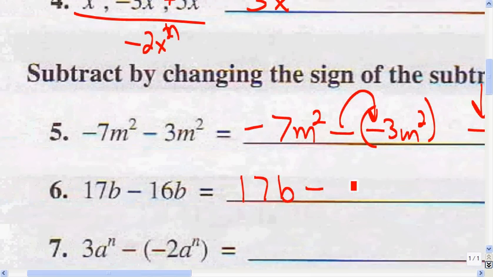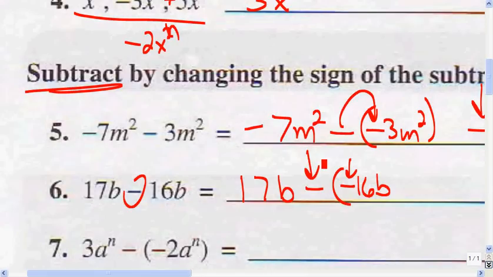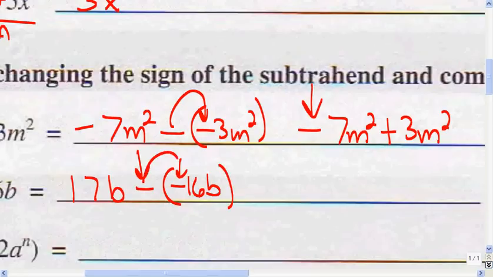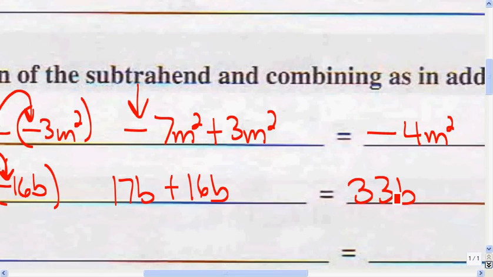17b minus a negative 16b. See this negative here? That's this negative right here. But since they told us subtract, we've got to add our own negative, or insert our own negative. So what's going to happen is that this means take away the negative, so we get 17b plus 16b equals 33b, I think. 6, 7, 8, 9, 10, 11, 12. Yeah, 33b.